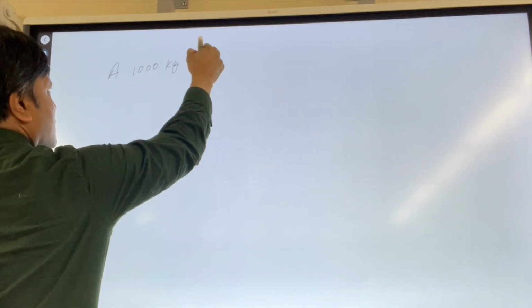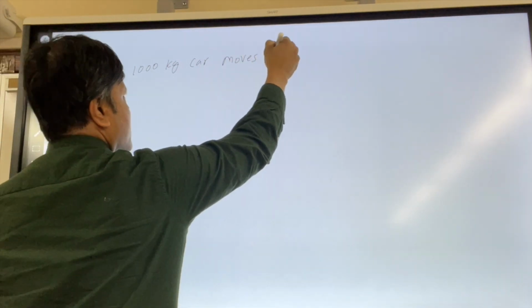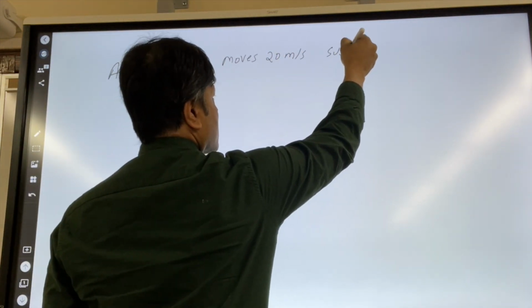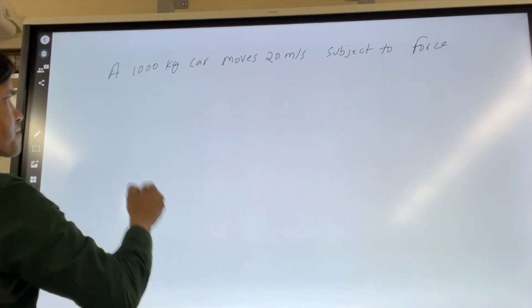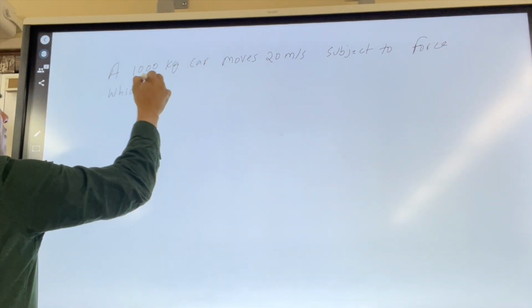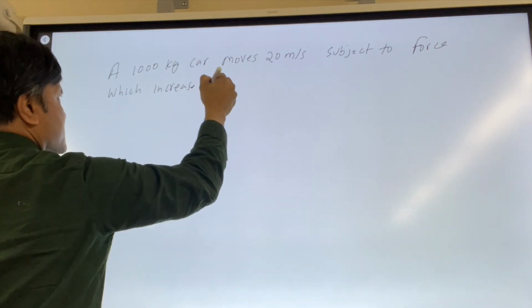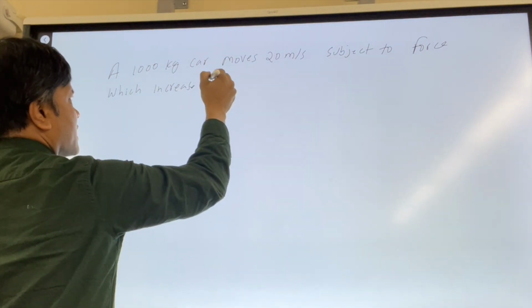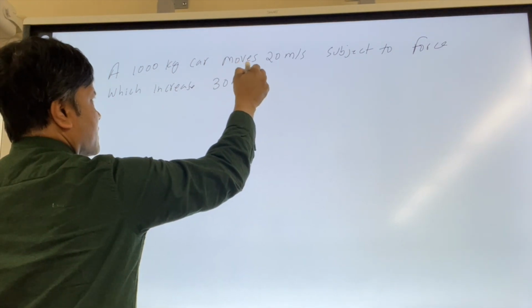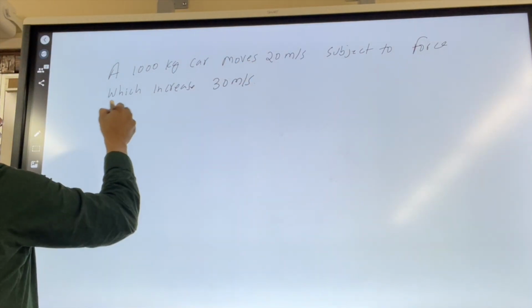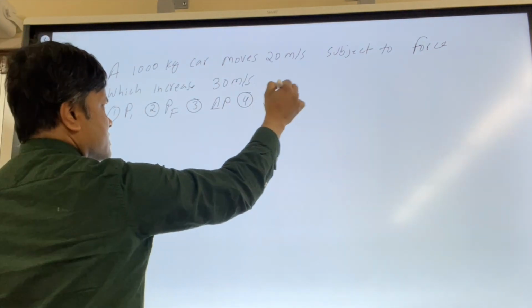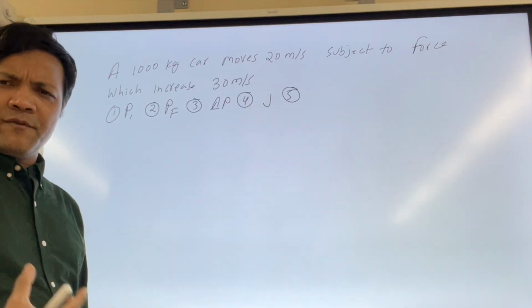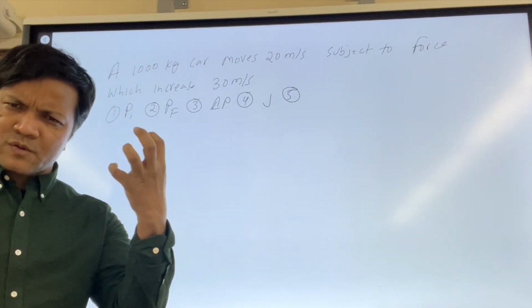An example of impulse. A 1000 kilogram car moves with 20 meter per second, subject to a force which increases velocity from 20 to, let's say, 30 meters per second. I want you to find number one, initial momentum, number two, momentum final, number three, change in momentum, number four, impulse, number five, if impulse lasts a small amount of time, find the force.